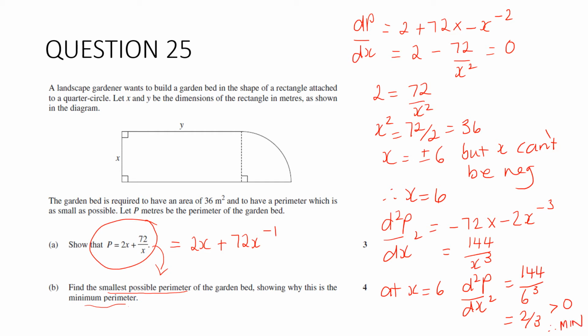Now we haven't actually answered the question. Find the smallest possible perimeter. So just to finish off, we now need to substitute our 6 into this here. So 2 times 6 plus 72 on 6 is 12 plus 12, which is 24 meters.